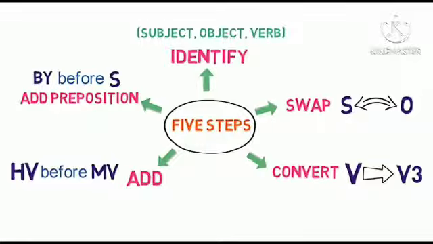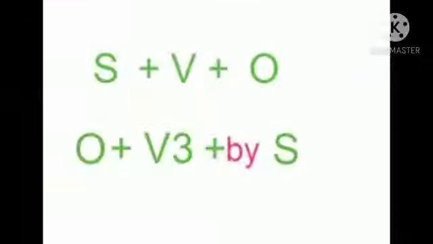Then we need to convert the main verb to its third form, that is V3 form. After that, helping verb to be added before the main verb, and then we need to add preposition by before the subject. So these were the basic 5 steps.